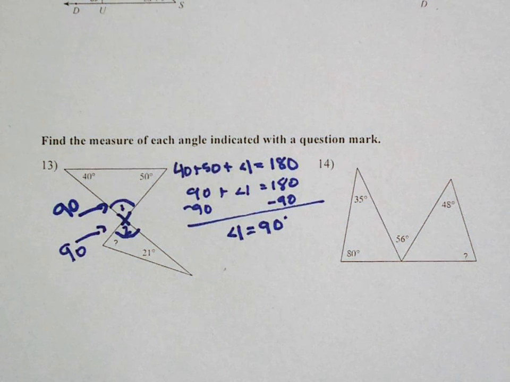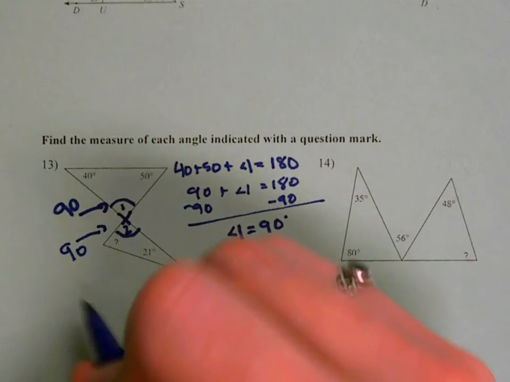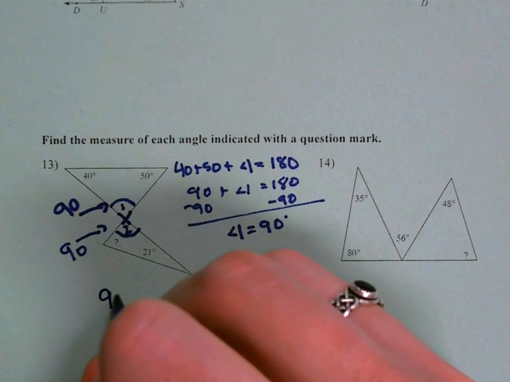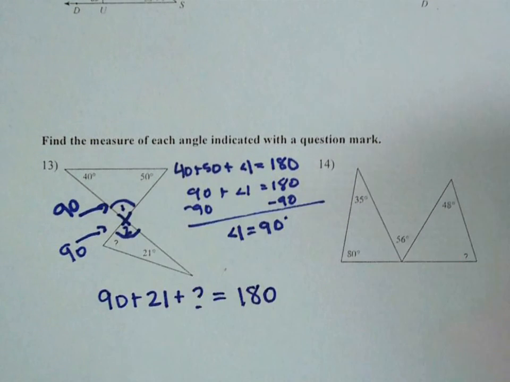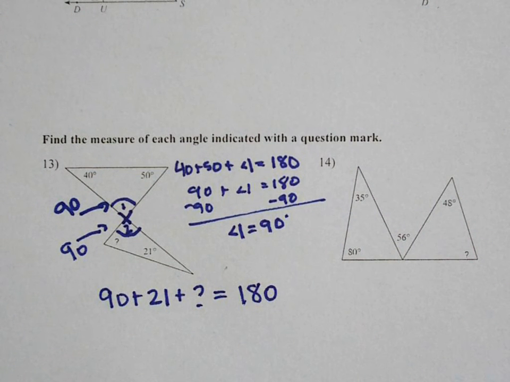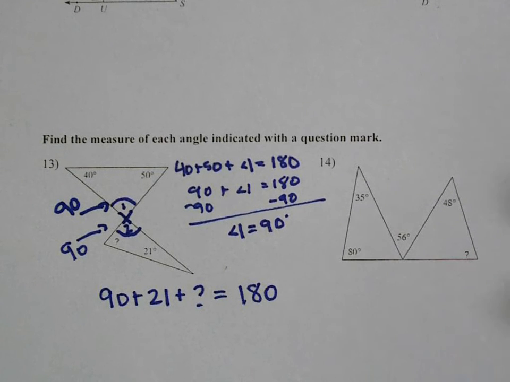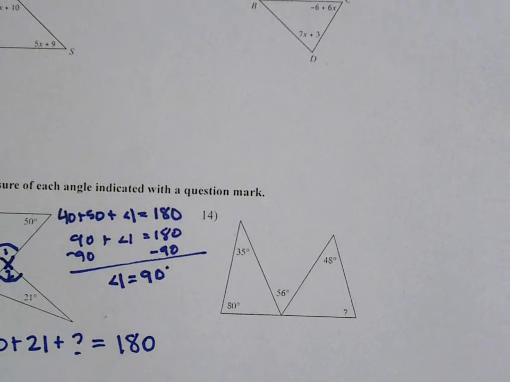now I can find my question mark because I know that in this bottom triangle, one angle is 90, one angle is 21, and then I have my question mark. And since they're all in a triangle together, they add up to 180. Now I'm not going to finish this problem. I'm going to let you finish it on your own. Let's go on to number 14.